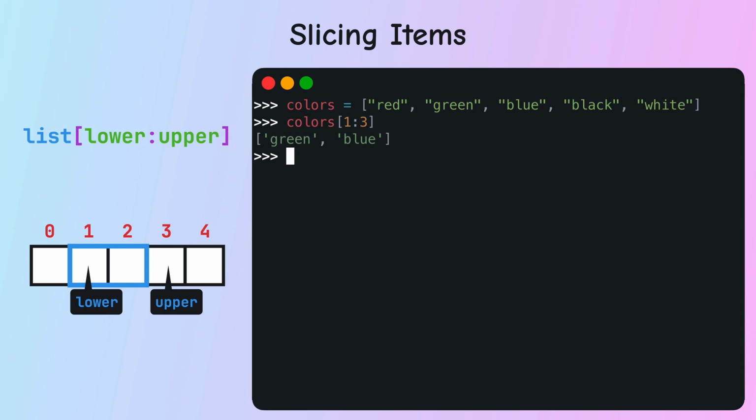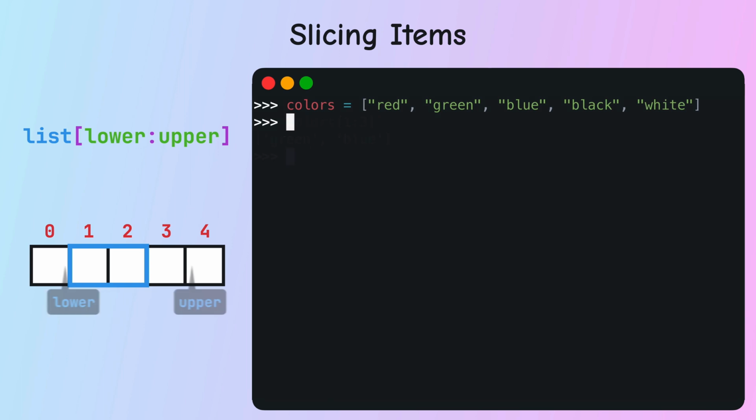This is a very common behavior in Python that you will come across in other places as well. The lower bound is an inclusive bound, which means the element at the lower bound index is included in the result, and the upper bound is an exclusive bound, which means the element at the upper bound index is not included in the result.